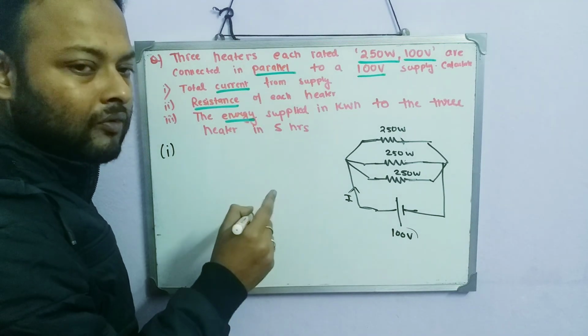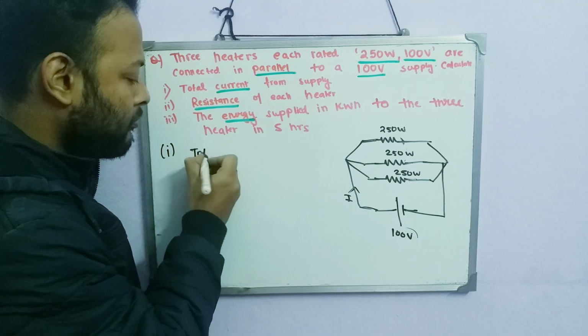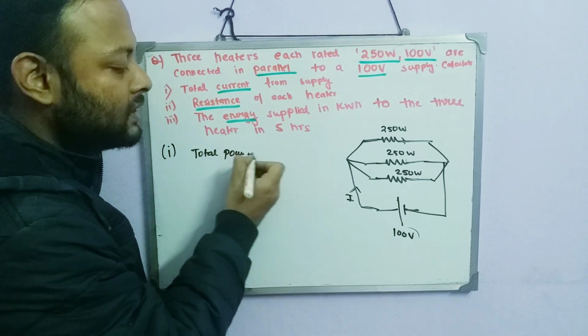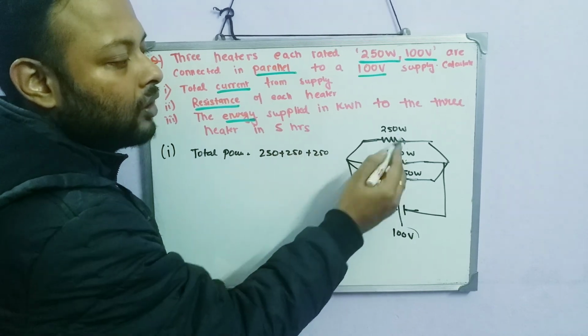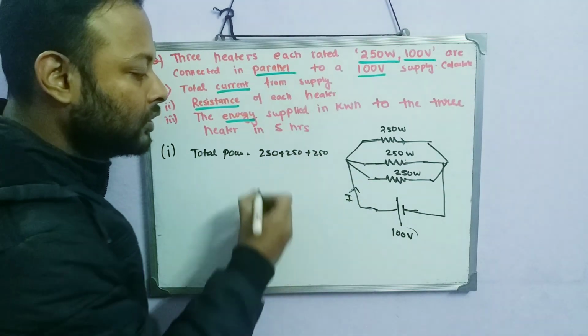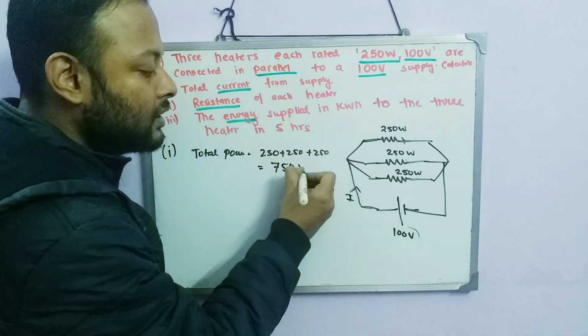What is the total power consumed? Total power, can I say it is 250 plus 250 plus 250? All of them are 250 watt. So that becomes 750 watt.